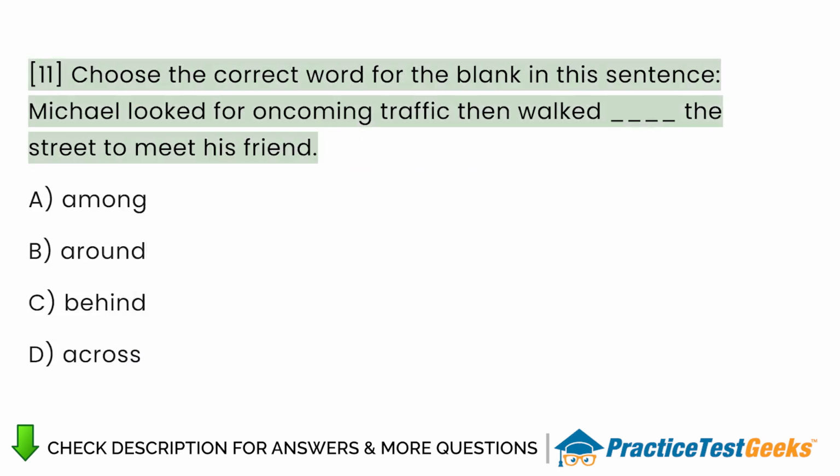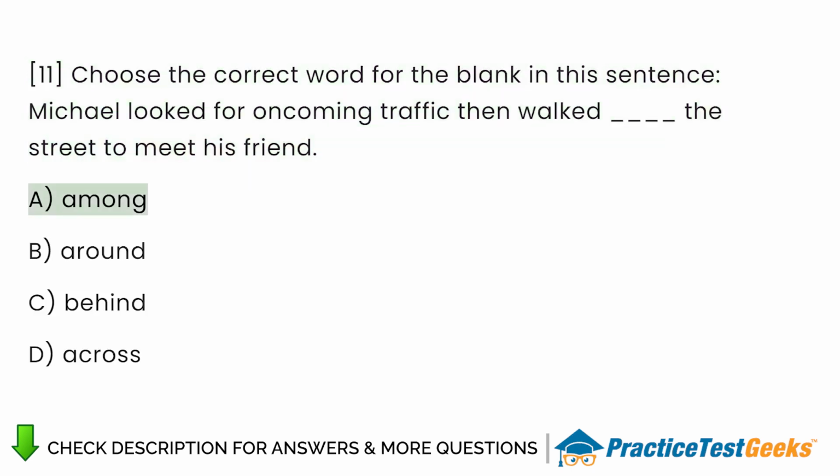Choose the correct word for the blank in this sentence. Michael looked for oncoming traffic, then walked ___ the street to meet his friend. A. Among. B. Around. C. Behind. D. Across.